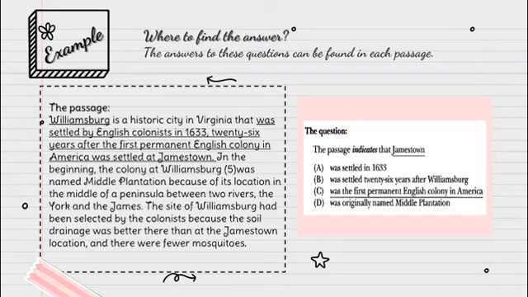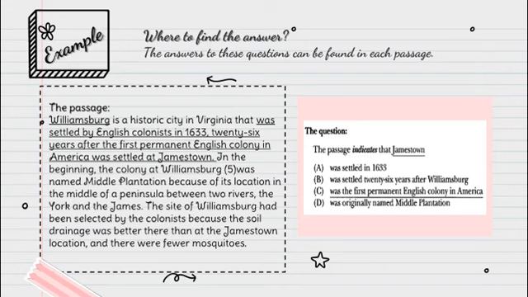Look and choose the best answer to the question. The passage indicates that Jamestown: A, was settled in 1633. B, was settled 26 years after Williamsburg. C, was the first permanent English colony in America. D, was originally named Middle Plantation. Correct answer: C, was the first permanent English colony in America.